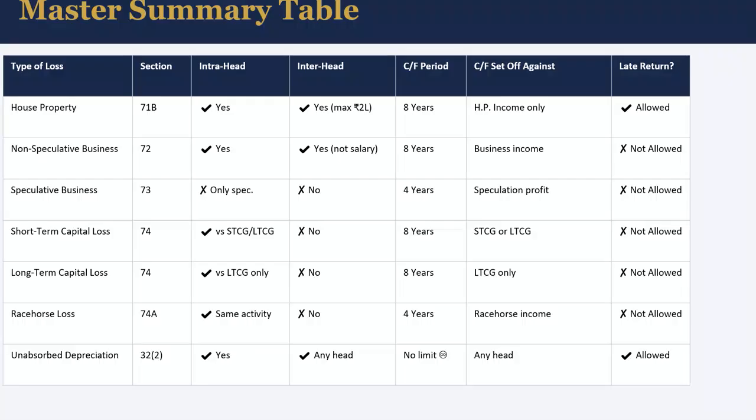So now let us see the summary of the provisions discussed by us. In the case of house property and unabsorbed depreciation, late filing of return does not affect the carry forward of loss. Race horses and speculative business losses are carried forward for 4 years and set off only against the same type of income. Long-term capital loss is allowed to be set off only against long-term capital gains. Short-term against short-term and long-term. And non-speculative business loss is set off against all heads of income except salary.